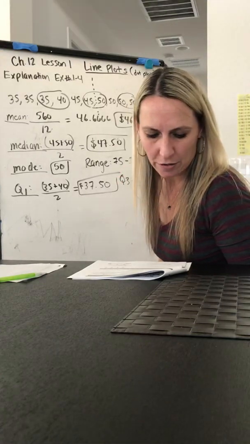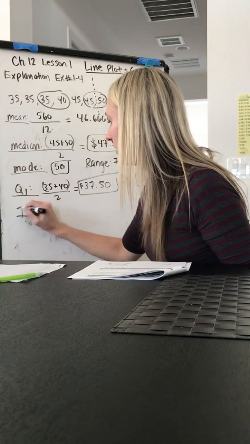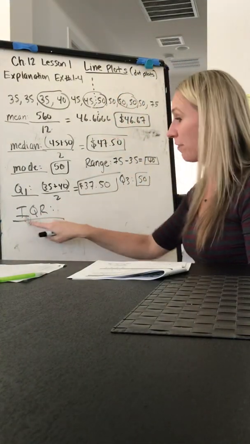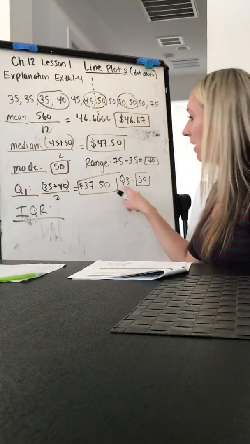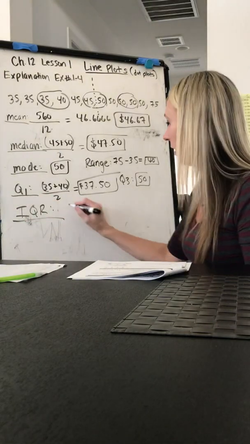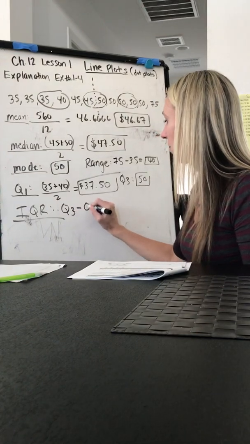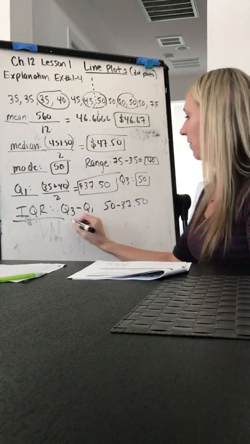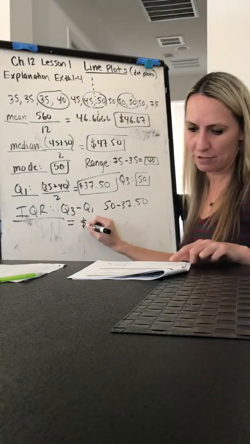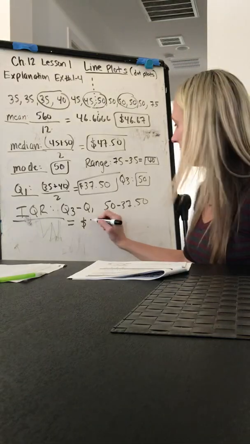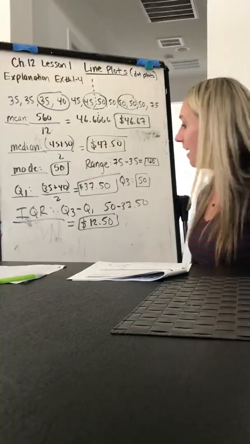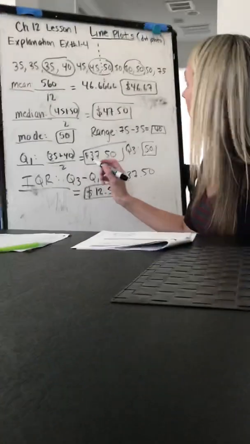Now to find the interquartile range, if you remember the range is the biggest minus the smallest, but for the interquartile range, you do Q3 minus Q1. So we're going to do quartile 3 minus quartile 1. So we do 50 minus 37.50. And is this too low, Bentley? Can you see it? And we get $12.50.